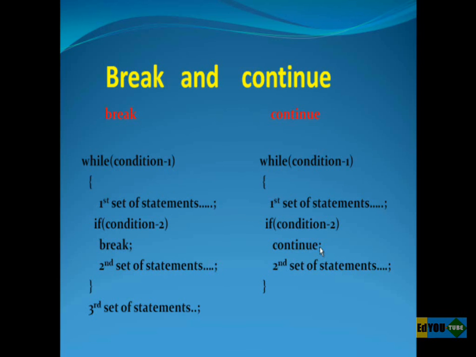Similarly, here also the second set of statements won't get executed. If you want those second set of statements executed, then condition number 2 must be false. If condition number 2 is false, it won't execute the continue statement. It skips the continue statement and jumps to the next statement after the continue. And now it executes those second set of statements.